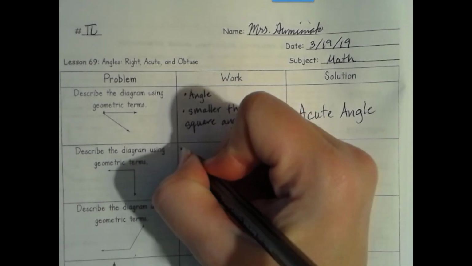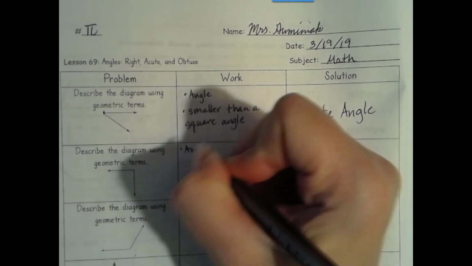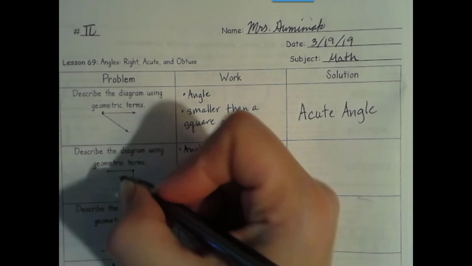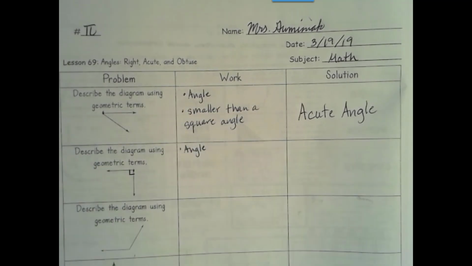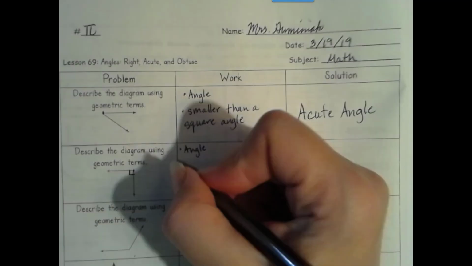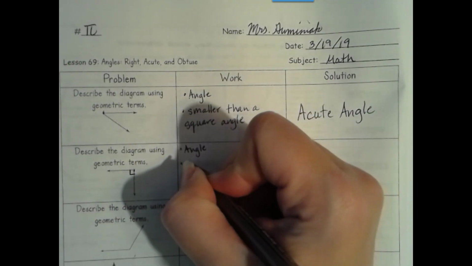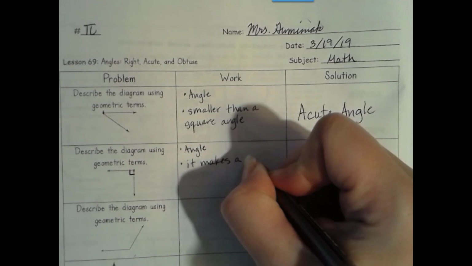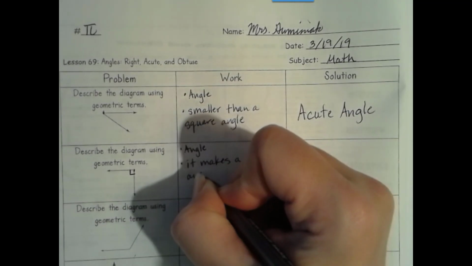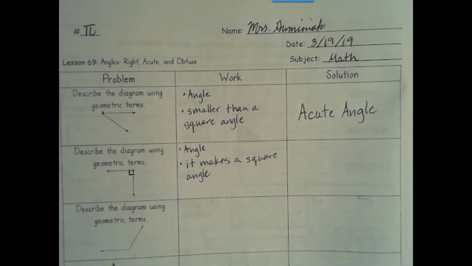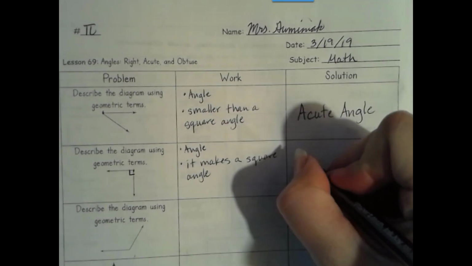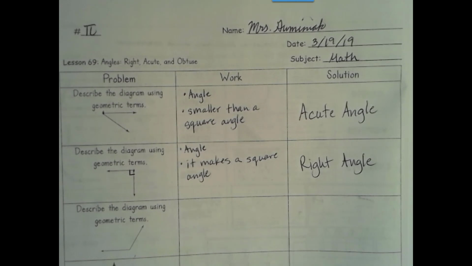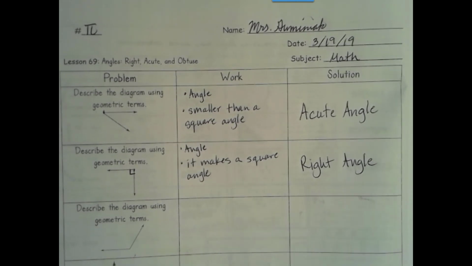Okay, this next one is an angle because it has that vertex that's a common endpoint for two rays. But this time, this is exactly a square angle. It makes a square angle. And a square angle is exactly 90 degrees. So if it is exactly 90 degrees, it is a right angle.